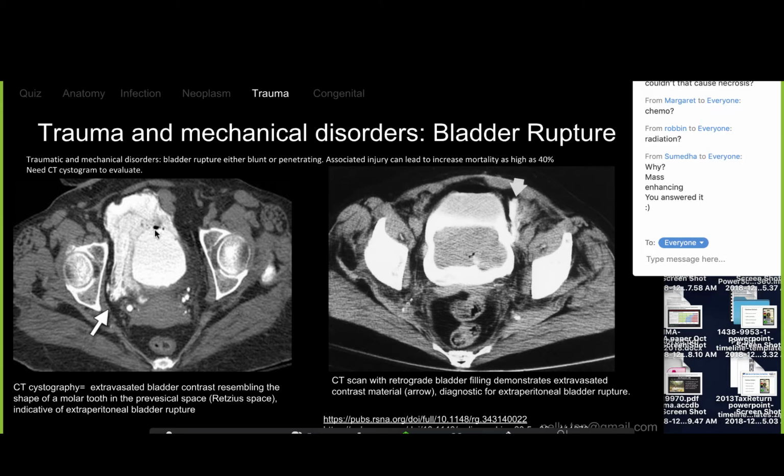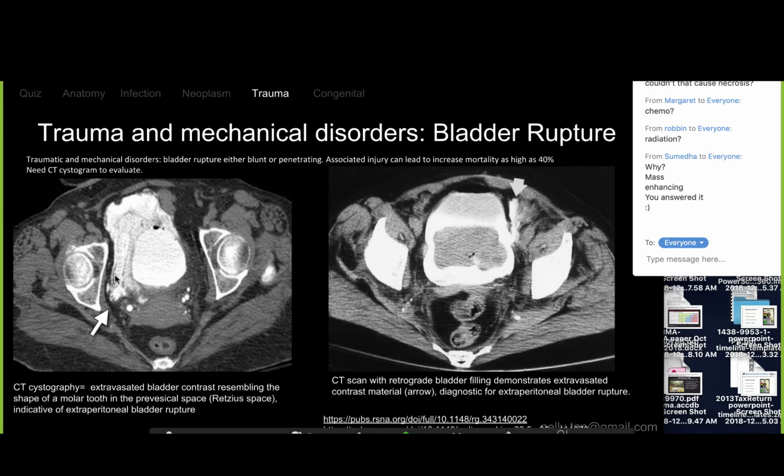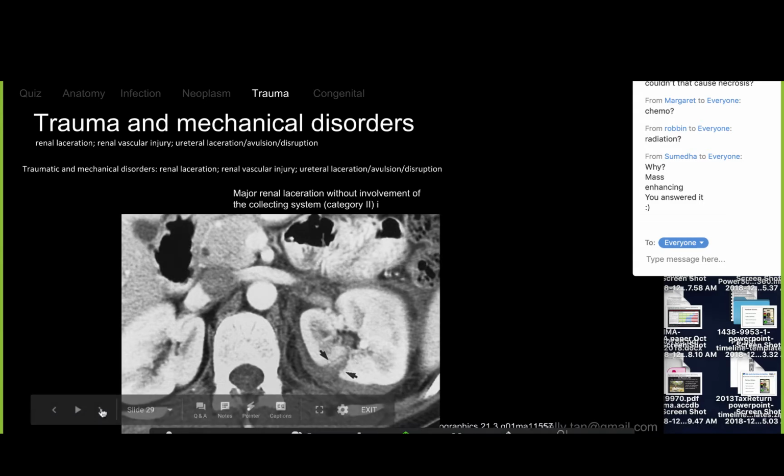If it's intraperitoneal, then it's going to go around the bowel. And that's important because the common teaching is that intraperitoneal rupture needs to be repaired, whereas extraperitoneal rupture doesn't have to be repaired. They just get treated conservatively with a Foley catheter. So that's the difference between extraperitoneal and intraperitoneal.